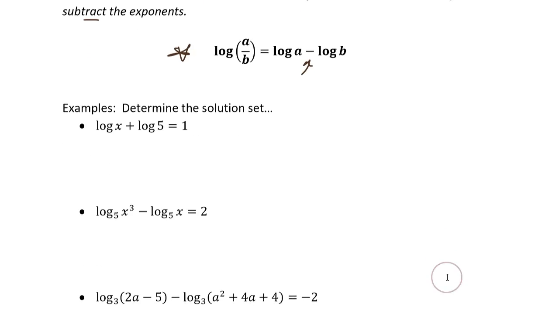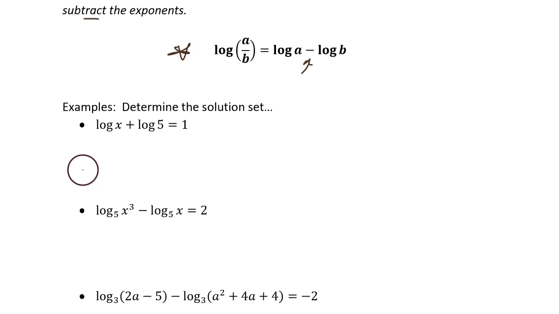How do you use those rules to do anything? Well, here's some examples. Let's solve this equation. On the left side of the equals, we have two logarithms. They have the same base. They're both common logarithms with base 10. And we have a sum.